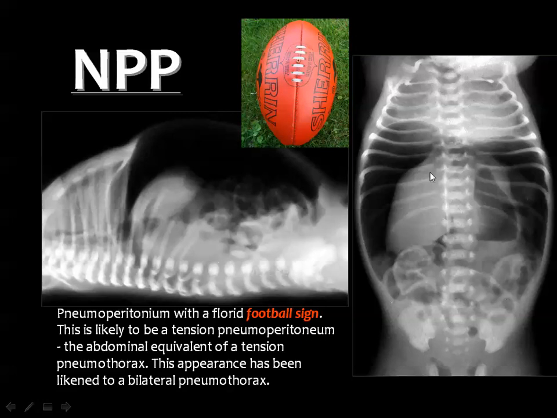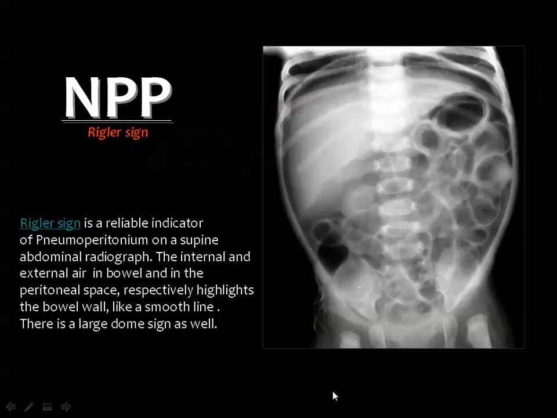And this is almost a configuration which you can simulate to a football. Then another sign of pneumoperitoneum is known as the Rigler sign. Rigler sign means that you are able to see the wall of the bowel. Usually you are not able to see the wall of the bowel because air is only present inside the bowel. But if you are able to see the wall of the bowel, this means that there is air inside and air outside. This is known as the Rigler sign.